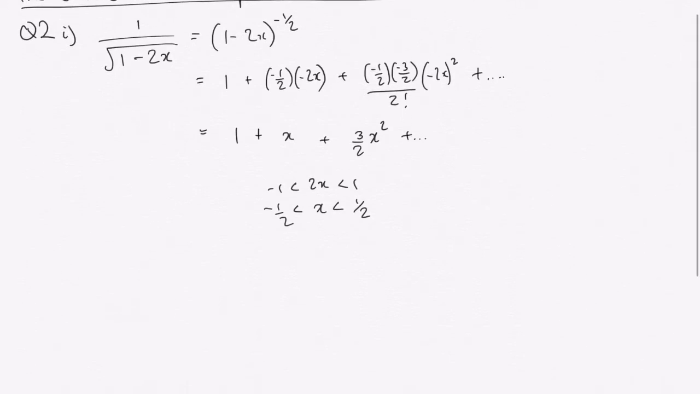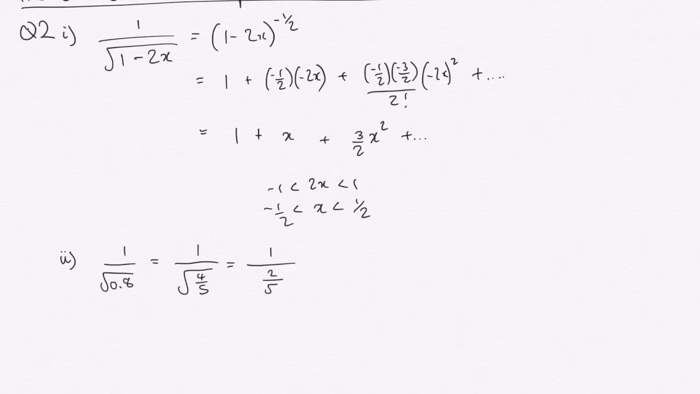Part 2 asks us to show something that is apparently unrelated. It asks us to show that 1 over the square root of 0.8 is equal to root 5 over 2. So let's start by writing 0.8 as a fraction. This is 1 over the square root of 8 over 10, or 4 over 5. And we know that this is equal to 1 over root 4, which is 2, over root 5. Well, that is just the reciprocal of 2 over root 5, which is root 5 over 2, as required.